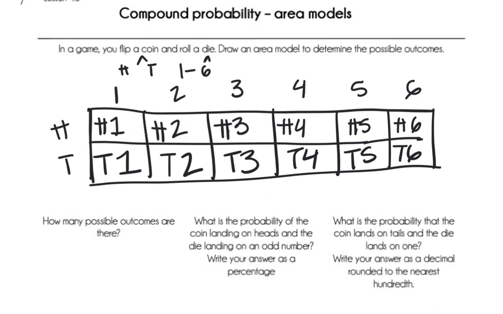What the area model lets us do is help us make that list. We could go through and think through that list, but we might miss one. So this just keeps it organized. And there are 1, 2, 3, 4, 5, 6, 7, 8, 9, 10, 11, 12 possible outcomes.